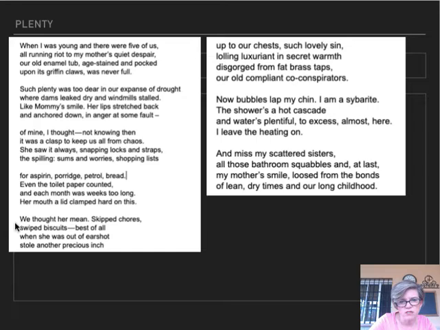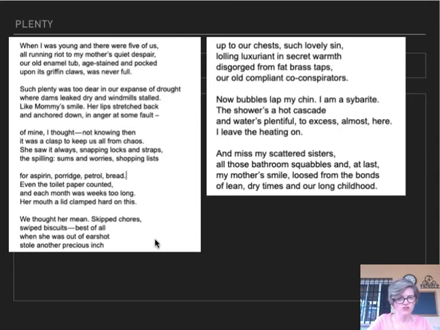"We thought her mean, skipped chores, swiped biscuits. Best of all, when she was out of earshot, stole another precious inch up to our chest, such lovely sin, lolling luxuriant in secret warmth, disgorged from fat brass taps, our old compliant co-conspirators."